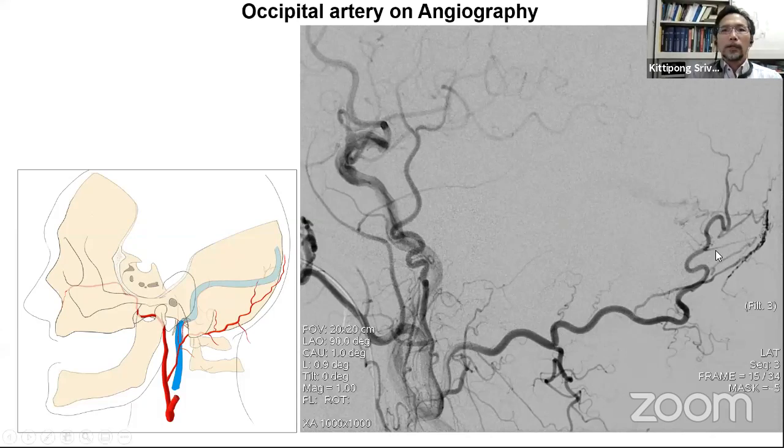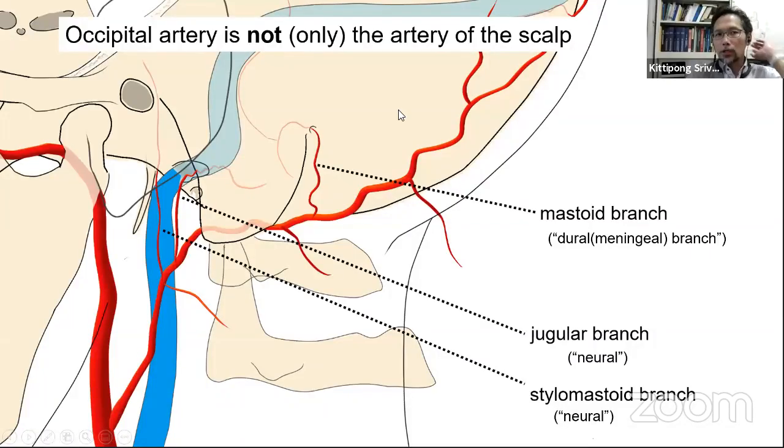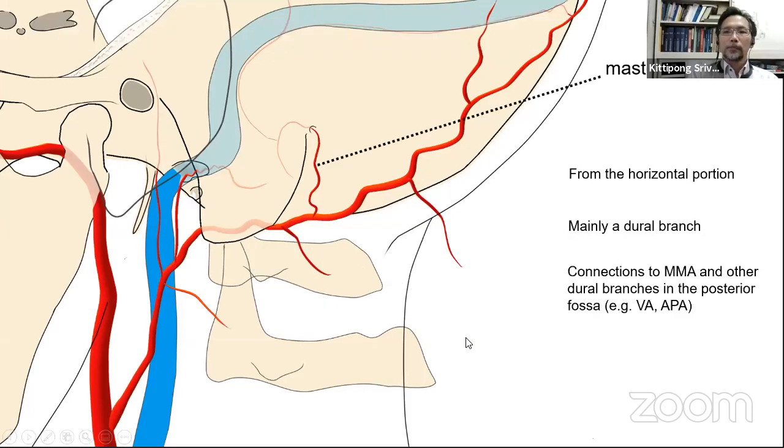Okay, so just to remind you again, the occipital artery is not only the artery of the scalp. It actually gives the mastoid branch, which becomes the dural, you can call it meningeal branch. And you have the neural branches, which feed the nerve and the central nervous system. Part of it can have a connection to join the intradural arteries that feed the neural system. It's the jugular branch and the stylomastoid branches that enter the foramina with the same name. Okay, so we'll look at them in a little bit more detail.